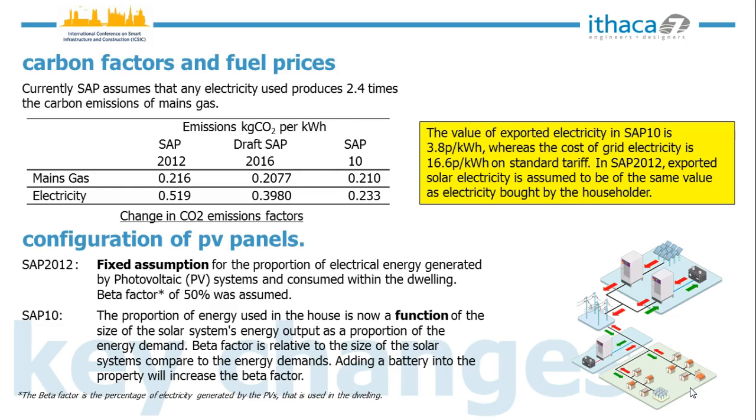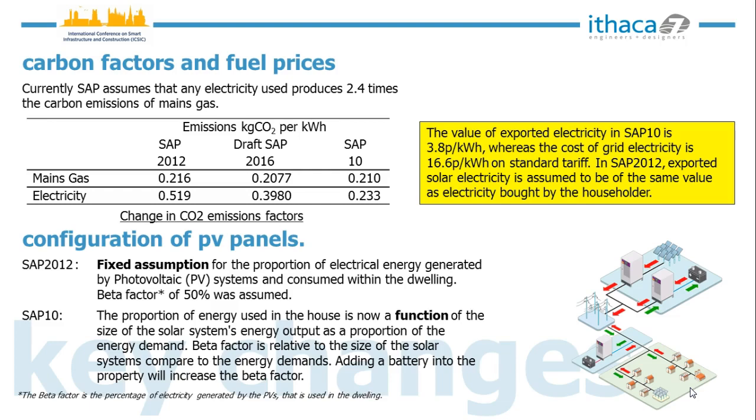The other thing was the configuration of PV panels. SAP2012 used to say that if we have a block of flats with a PV roof, everybody can share it. We looked at it more on a macro level. In SAP10, we care about a more micro situation. Previously, 50% of the production of the PVs was assumed to be used in the building. Now, it is a function of the size of the system.